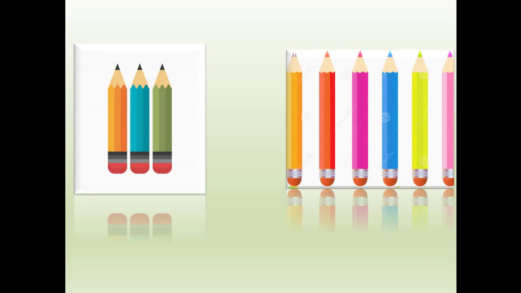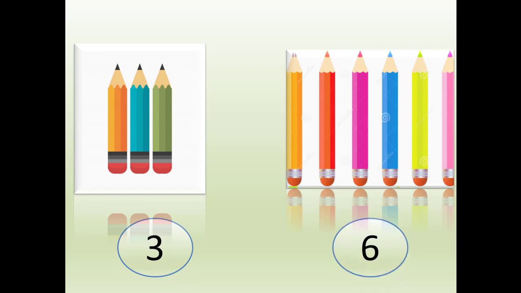Look, in this picture, we see 2 groups. First group has how many pencils? 3 pencils. And second group has 6 pencils. Which is more? Guess, which is more, and which is less? 3 is less and 6 is more, right? We always see the first number. What is the indicator of our first number? Our first number is less than the second number. So, which sign comes here?